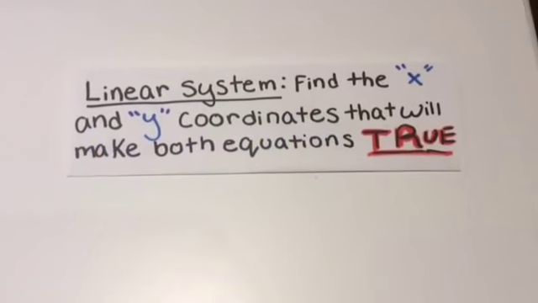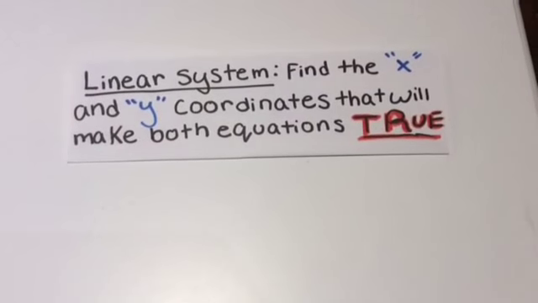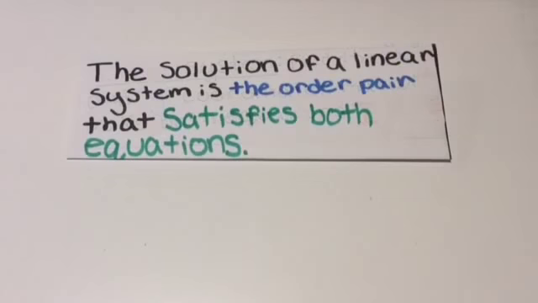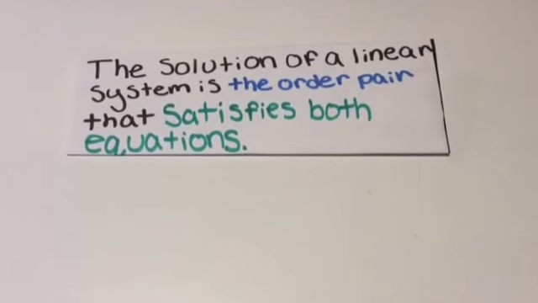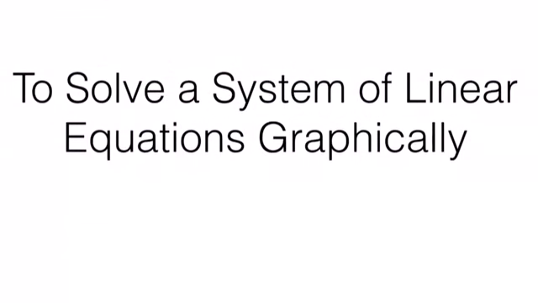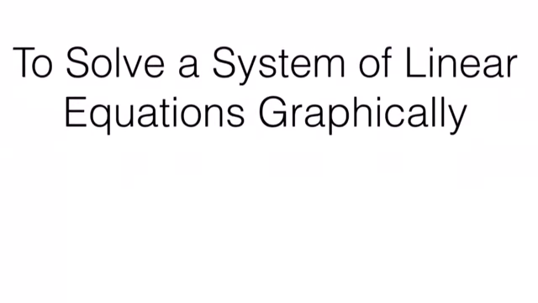In a linear system, you find the x and y coordinates that will make both equations true. The solution of a linear system is the ordered pair that satisfies both equations. To solve a system of linear equations graphically.